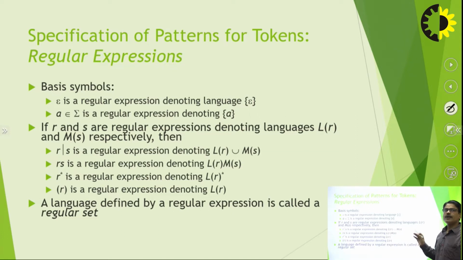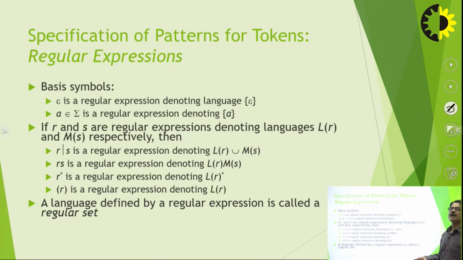So if you are talking about regular expressions, epsilon is a regular expression. Every empty string is a regular expression, denoted language epsilon, meaning only epsilon is accepted in that language. So a regular expression means the language accepted by the finite automata. Then if a particular single-length terminal A belongs to the alphabet, it is also a regular expression.